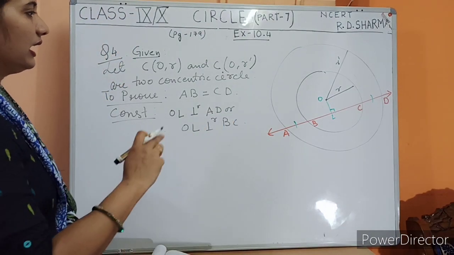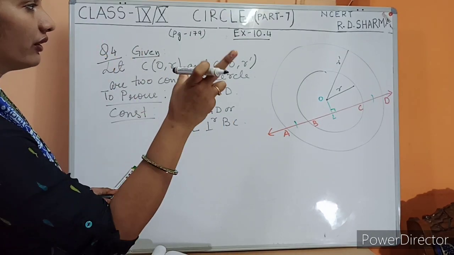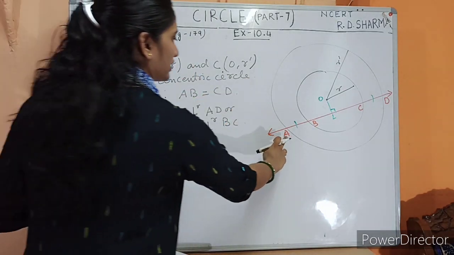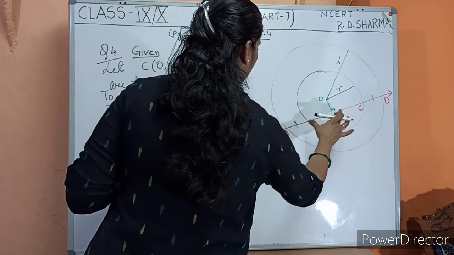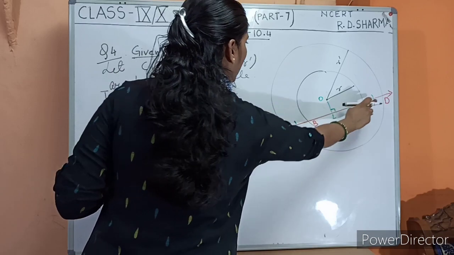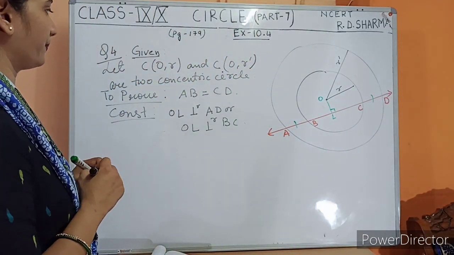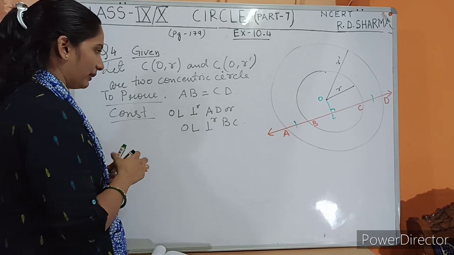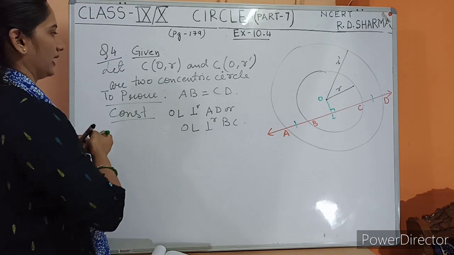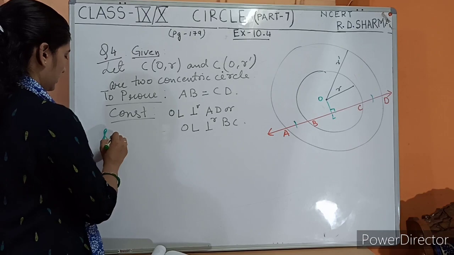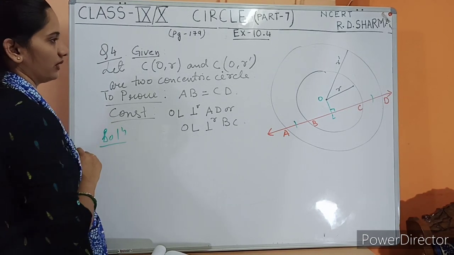Don't you think so? Because B and C are the part of that long biggest chord. ये जो बड़ा वाला chord है इसका ये part है. So if OL is perpendicular on AD, then OL must be perpendicular on BC also. Okay, so let's see the proving part. Let's see the solution, how to prove this one.